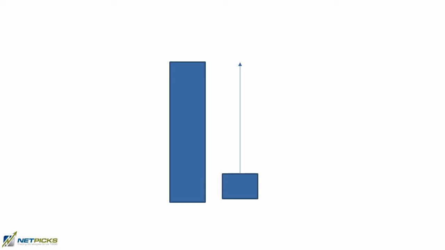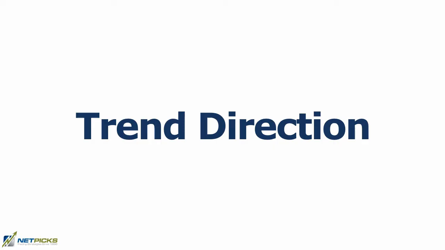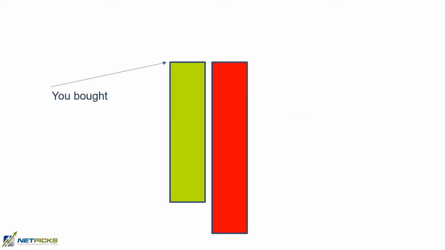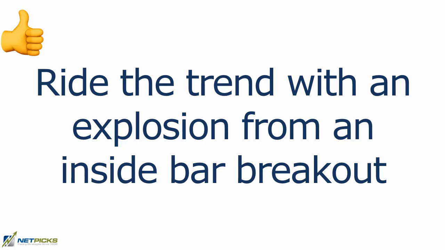Trend direction: counter trend trading is pretty popular. However, when you can latch onto a trend, that generally makes for a less stressful time when you're in a trade. But let's be honest, is trend direction a guarantee of success? Absolutely not. In fact, you could actually be the buyer in an uptrend at the exact top of the instrument that you're trading. But using trend direction as a variable in your trading plan can actually reduce your temptation to take every single trade. So for my money, riding the trend with an explosion from an inside bar breakout is a better risk.